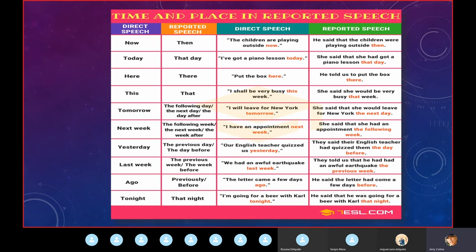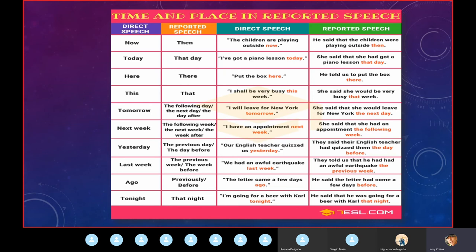Normally today becomes that day, here becomes there. There are exceptions logically, but not in the exam. Because if the conversation took place 25 years ago, but in the same place, in my house, for example, this here continues being here, right? But normally in the exams, here becomes there because normally the conversation took place in any other place. This becomes that, tomorrow becomes the following day or the next day or the day after.